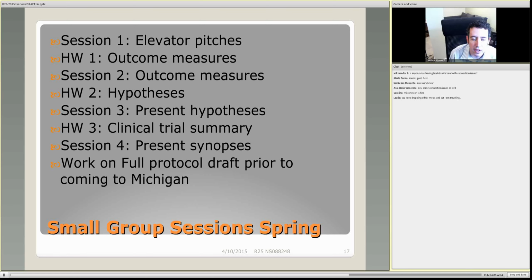And then the clinical trial summary would be the short document we would give you a template of. There's one on the website already, although it may not be as easy to find as we had it within the small group assignments for last year. But we'll make sure those are all in very apparent places and linked from the protocol. And then basically be working on a draft of your full protocol prior to coming to Michigan. So that's the goal of the small group sessions for the spring.